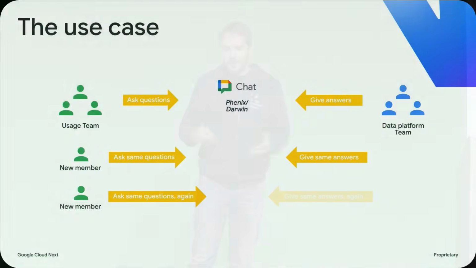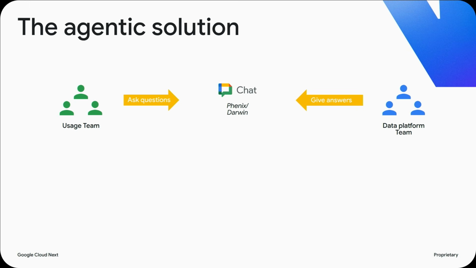The problem is that we have many data consumers and producers, 150 ingestion pipelines and more than 600 consumers of the data, and in many teams you have turnover. When a new member joins a team, he will ask the same question as before, and the data platform team will answer the same question again. And a new member again asks again and again, and it's very time-consuming and boring for the data platform team. That's why we chose to implement an agent to solve this issue.